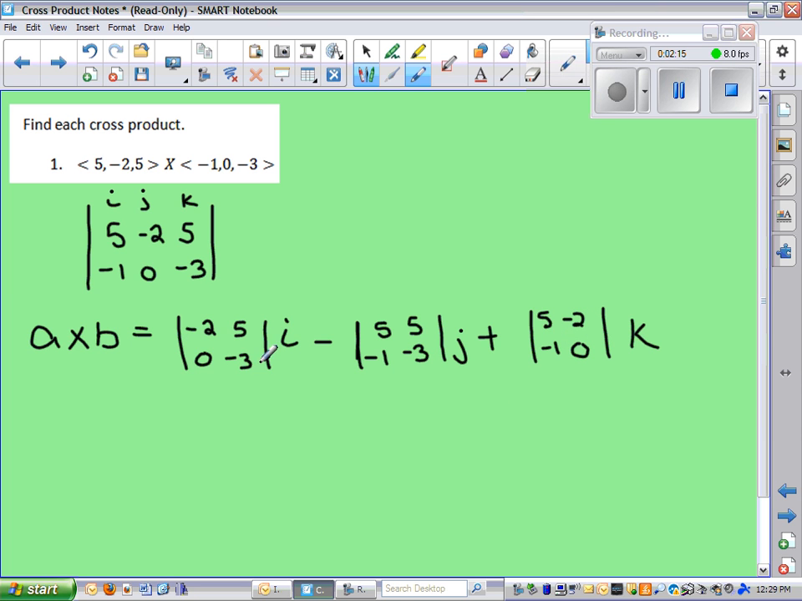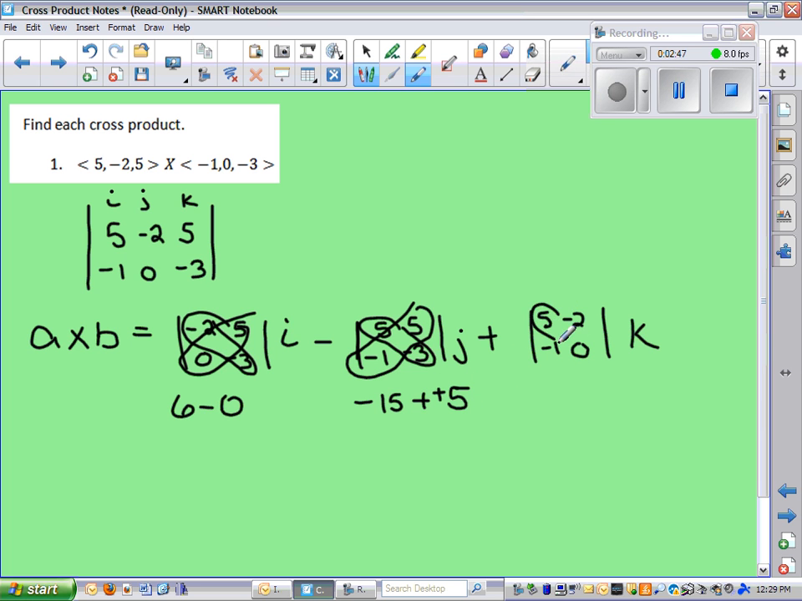Okay, then we need to find the determinant for each of these matrices that we've made. So we're going to cross multiply each matrix. -2 times -3 is 6, minus 5 times 0 is 0. Then the next one, cross multiply: 5 times -3 is -15, minus -1 times 5 is -5. Plus a positive, because minus a minus is a plus. Then the next one, 5 times 0 is 0, minus -1 times -2 is positive 2.